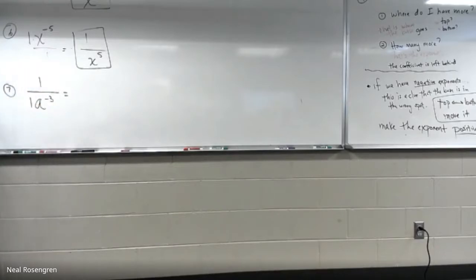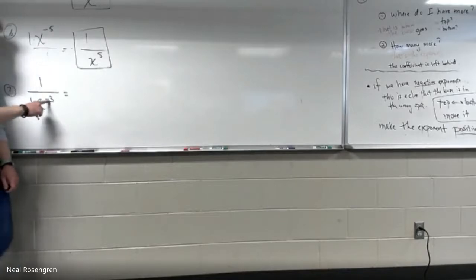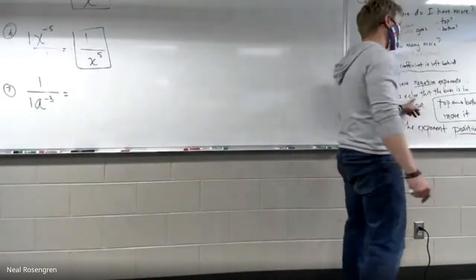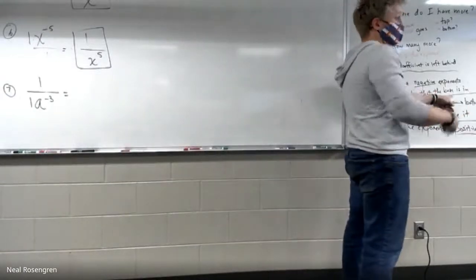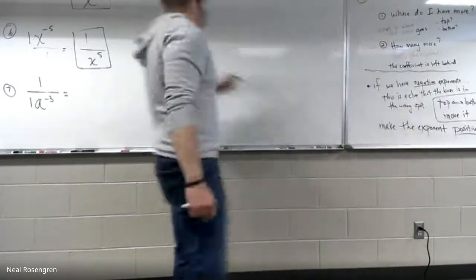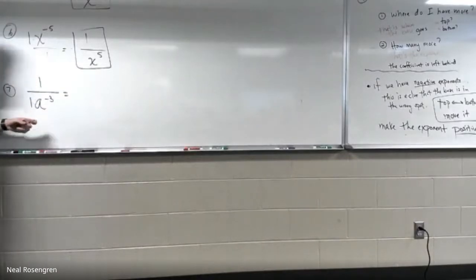Yeah, I'm just guessing the A on the bottom. The A has the negative exponent. Anytime I see negative exponents, that's my clue that the base is in the wrong spot. So if it starts on top like this, we move to the bottom. If it starts on bottom, no good.